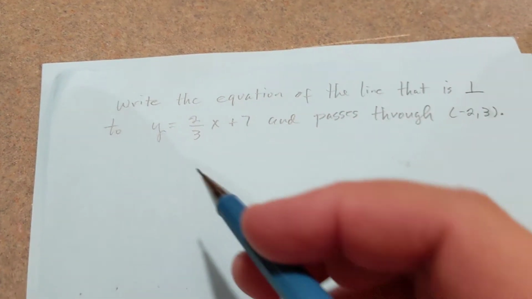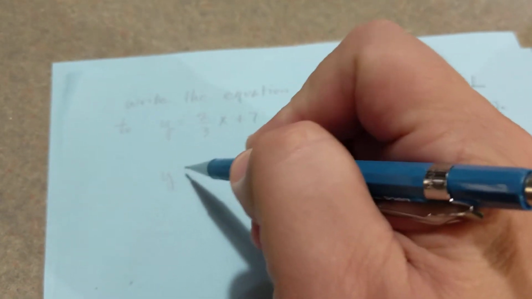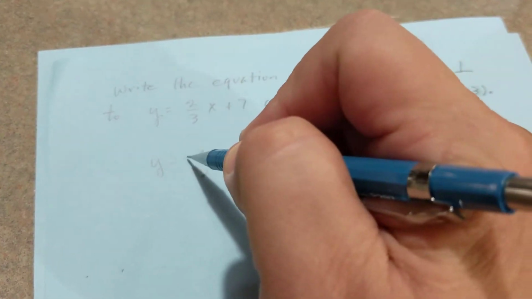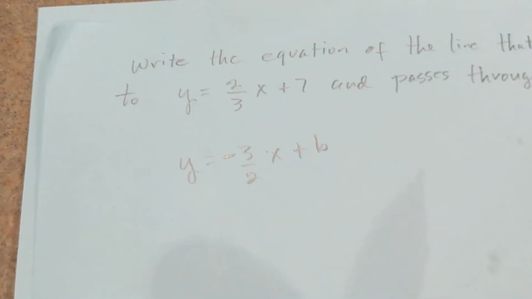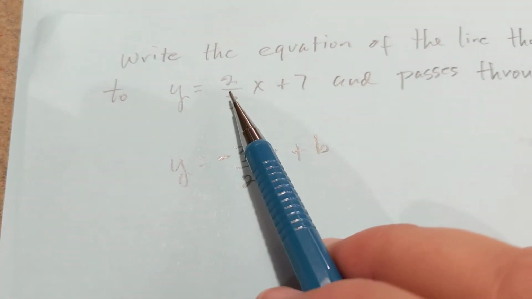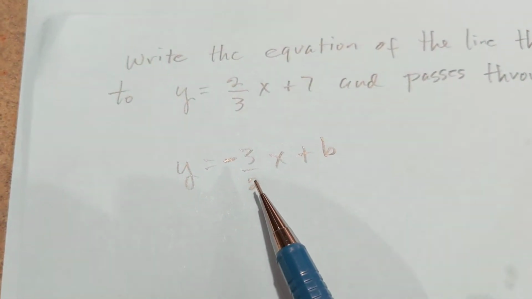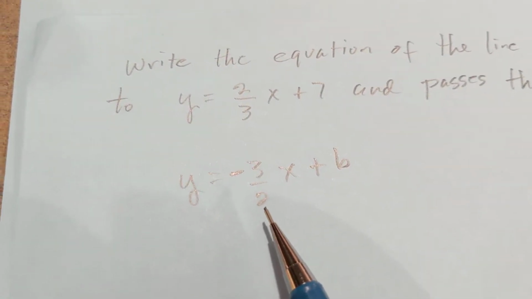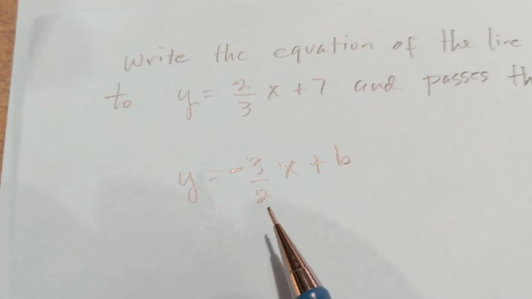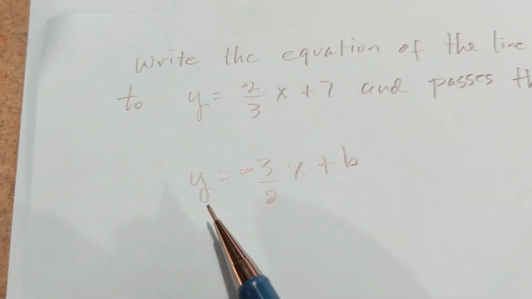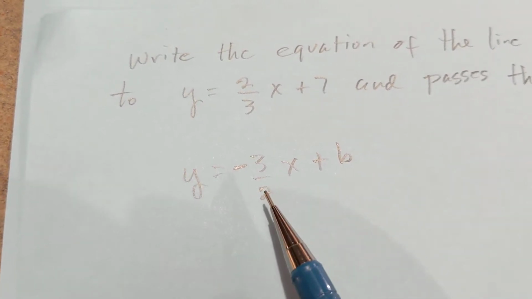So the first thing I need to do is to realize that the new slope on this line that I'm writing is going to be -3/2, because that's the negative reciprocal of 2/3. A negative reciprocal means that it is the fraction flipped. So instead of 2/3, it's 3/2, and it's the opposite sign, so it's negative. So it's going to look like this. This is the slope that it's going to have.